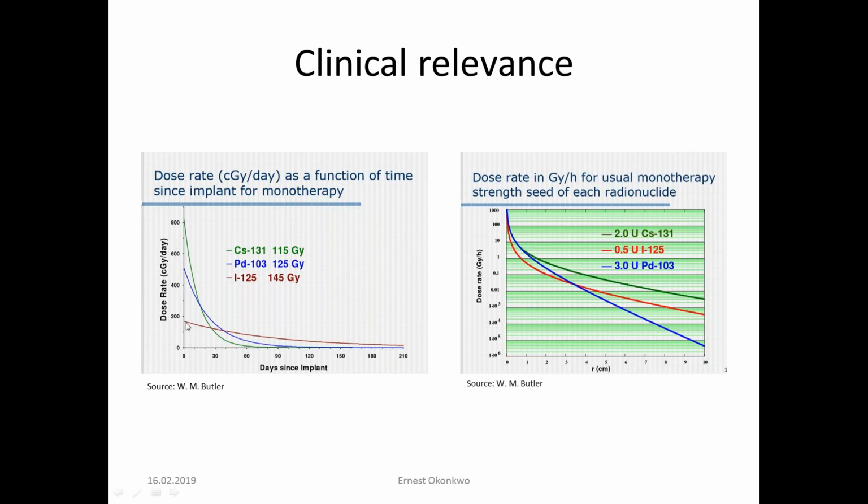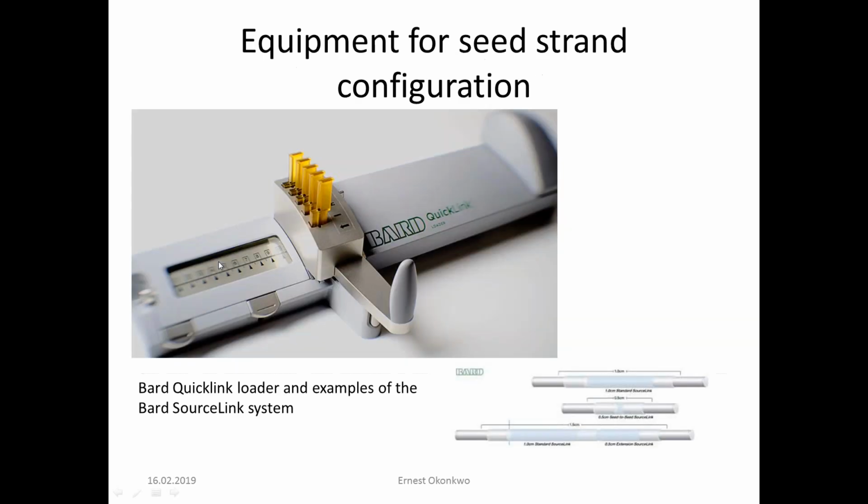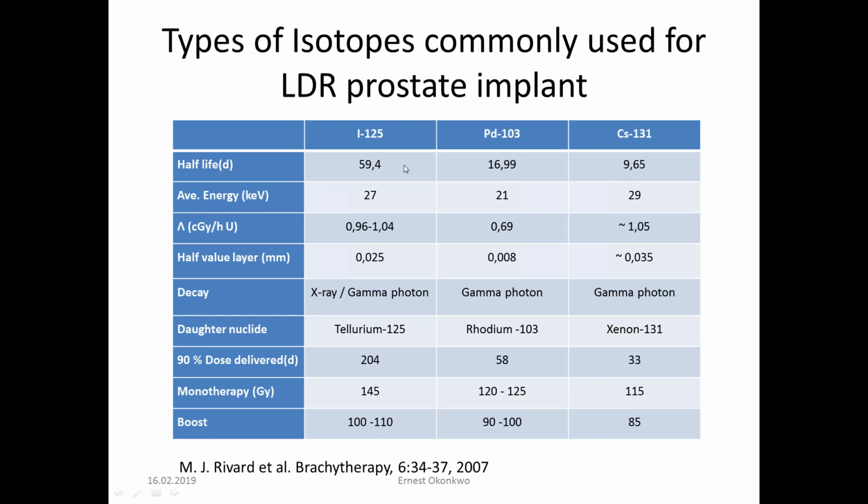So you realize that iodine is doing quite well and is comparable to external beam, to the fractionation that we do in external beam therapy. And you also agree with me that patients with cesium or palladium have more acute effects than patients with iodine. Of course, the reason for that is the half-life. Palladium has a half-life of 17 days, and cesium has 9.7 days.